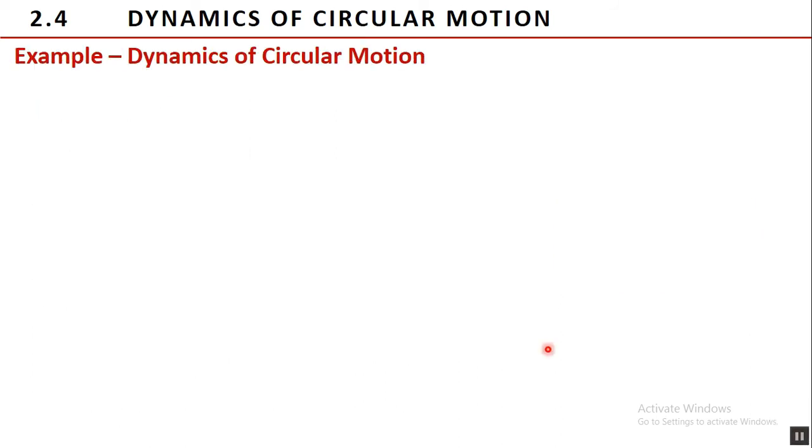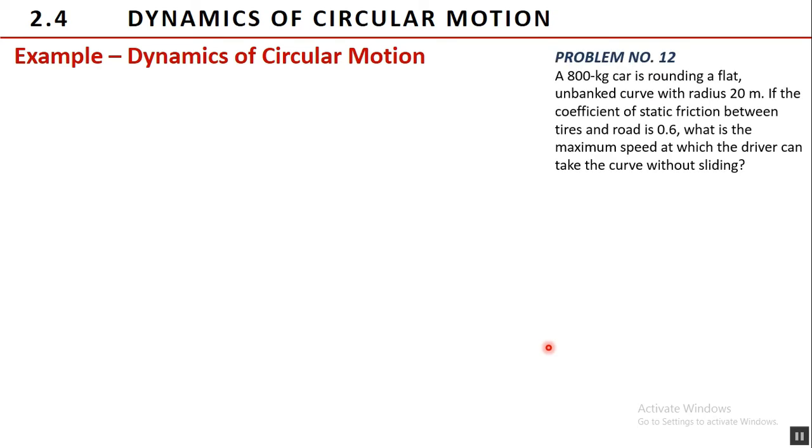In problem number 11, we investigated the dynamics of a Ferris wheel, which is revolving in a vertical plane. In this sample problem, we will investigate a car, which is rounding a flat horizontal plane. Problem number 12.